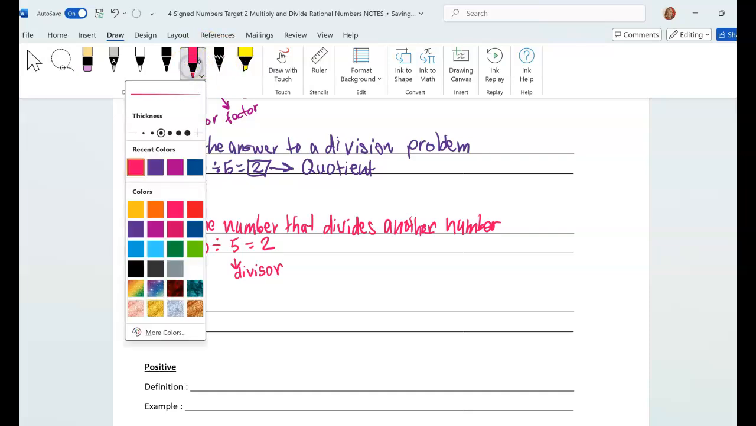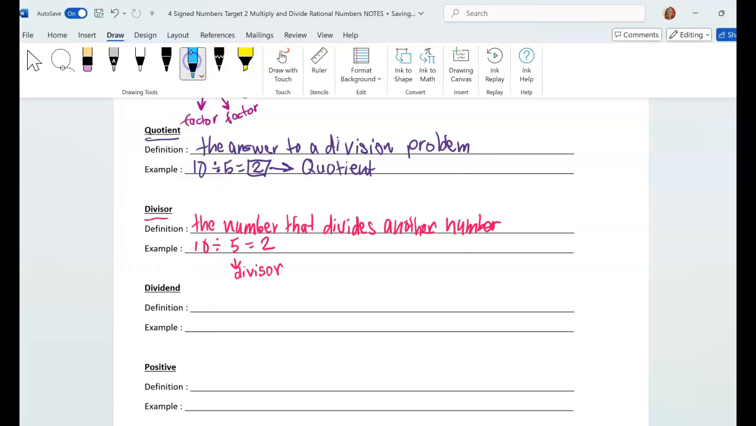Okay, next word. Dividend. The number being divided is the dividend. For example, 10 divided by 5 equals 2. 10 is the dividend.